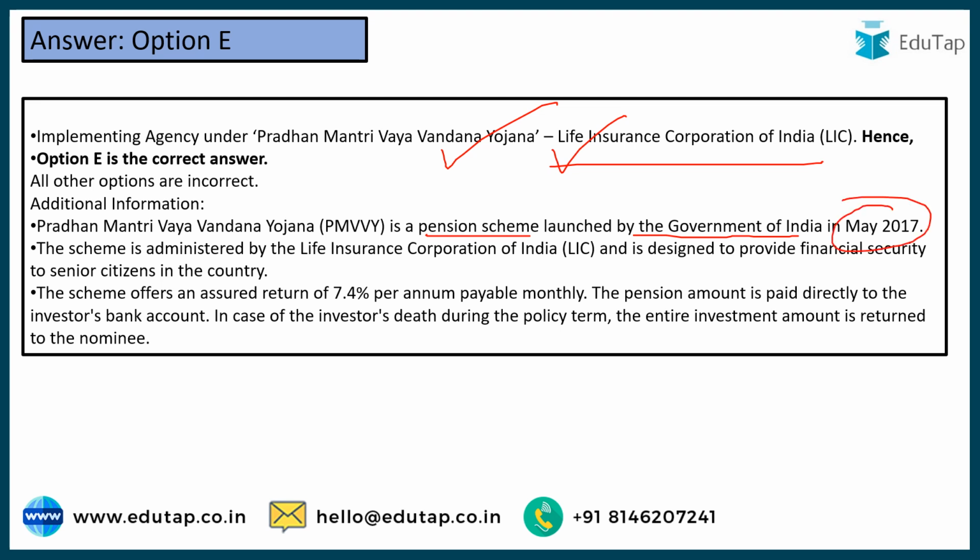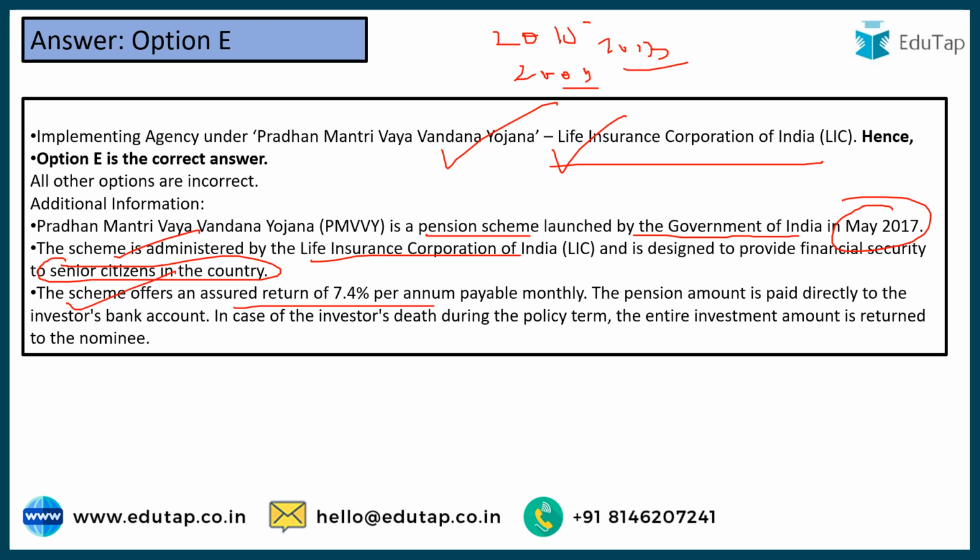If you see APY, that is our Atal Pension Yojana, is in 2015. National Pension Scheme is 2004, right? And now I am adding one more scheme over here, that is Pradhan Mantri Vaya Vandana Yojana, launched in the year 2017. Okay, the scheme is administered by LIC, and over here if you see, they target senior citizens of India, and the scheme offers you a sure return of 7.4%.